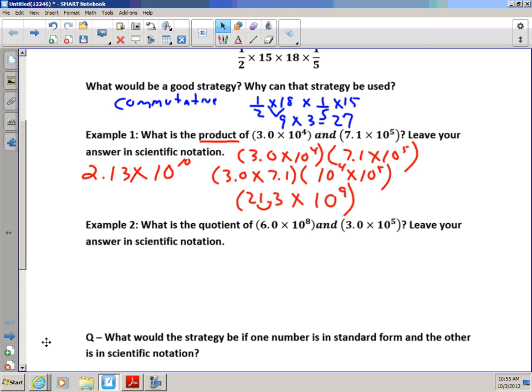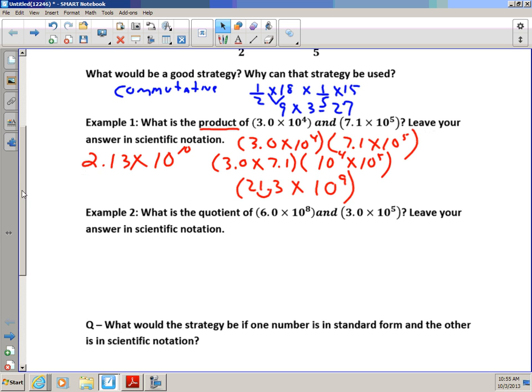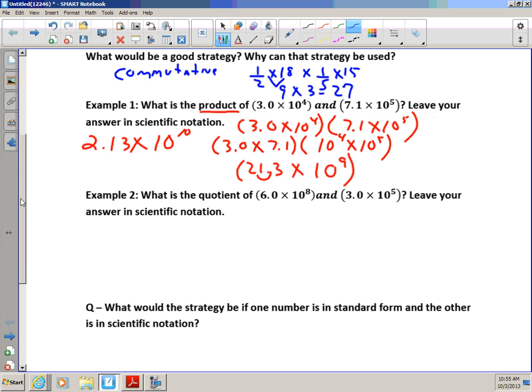Now, in the second example, you are asked for the quotient. You have to remember that quotient means to divide. So I'm dividing these two numbers. It's visually easier to see when written in a fraction bar. Well, I could divide these in pieces. 6 divided by 3 is 2. 10 to the 8th divided by 10 to the 5th, you subtract the exponents. And now you very simply have an answer without having to do all of that much work.